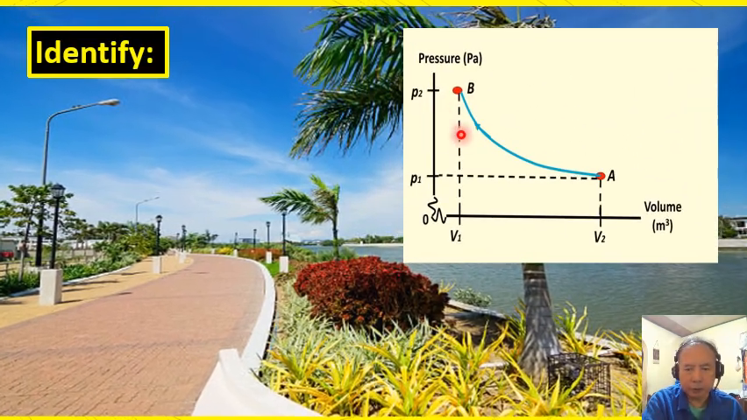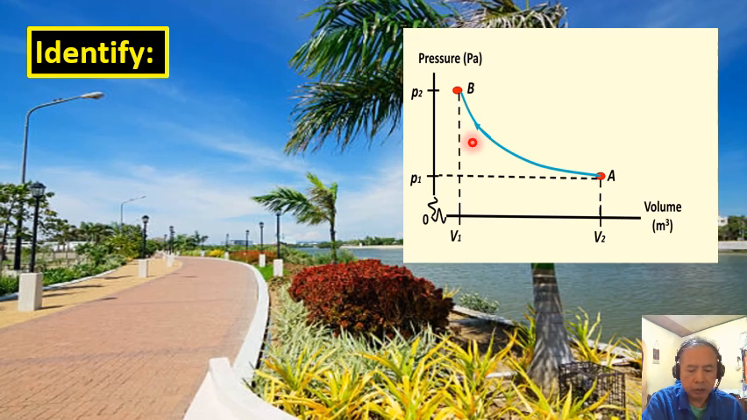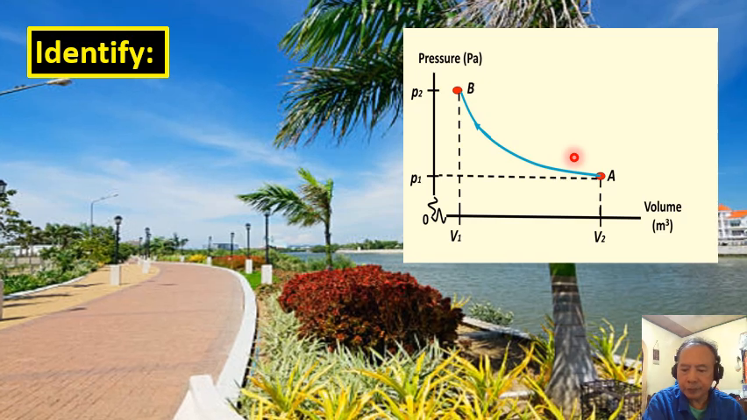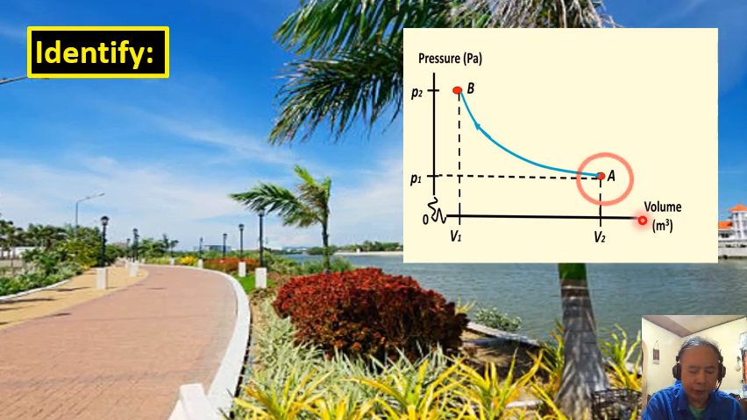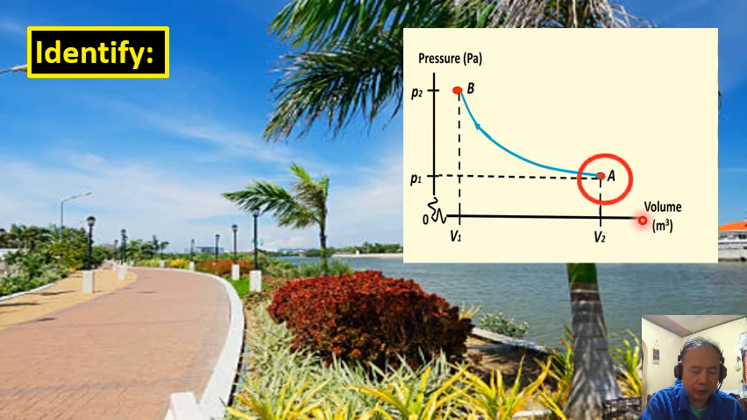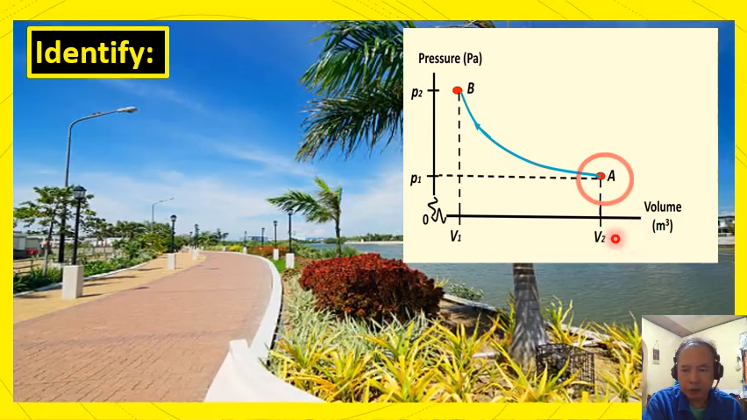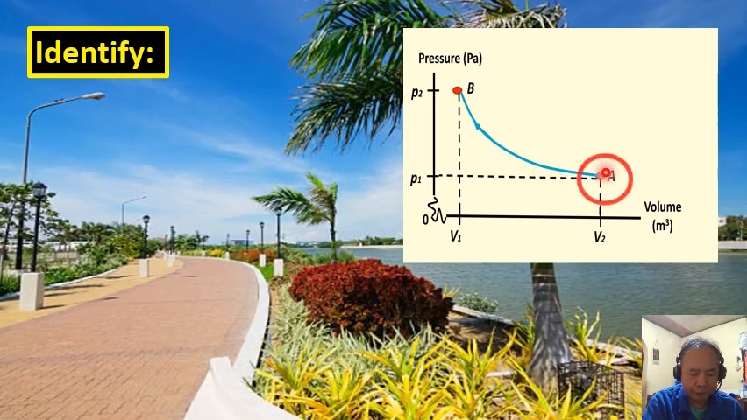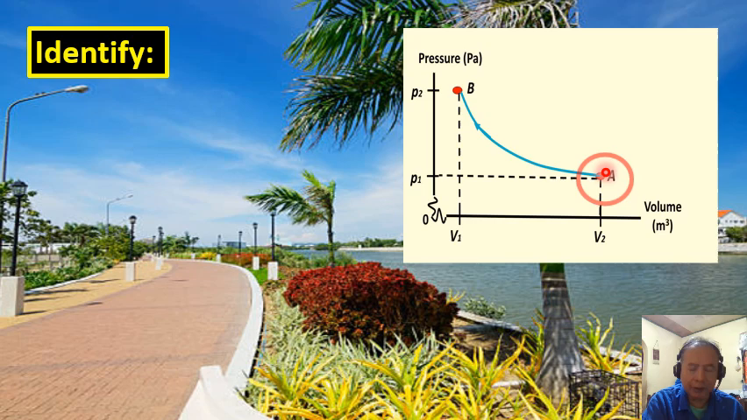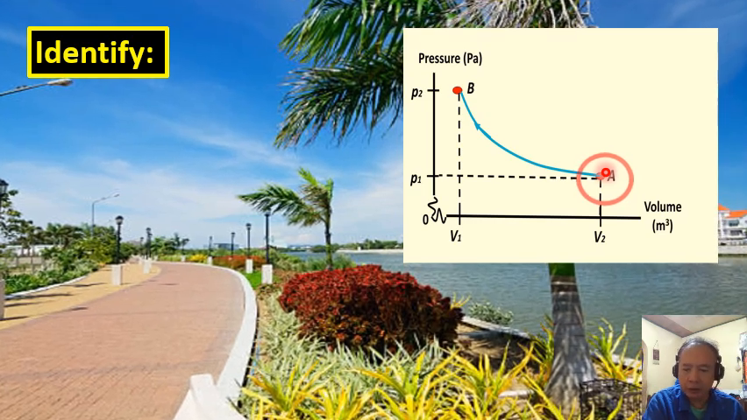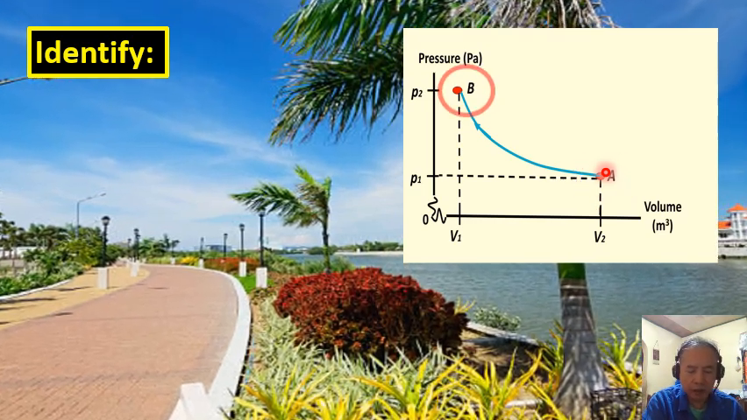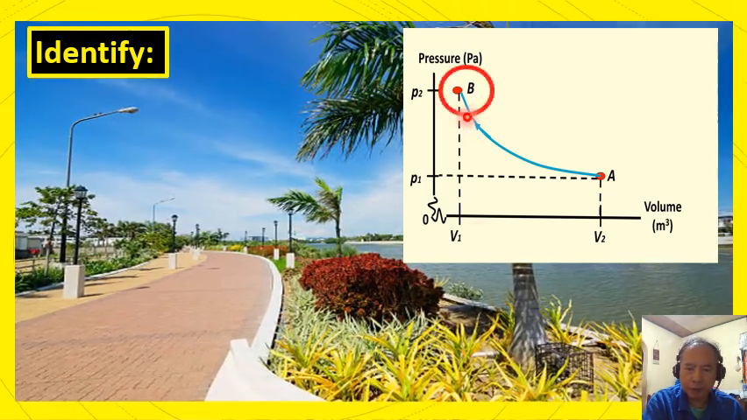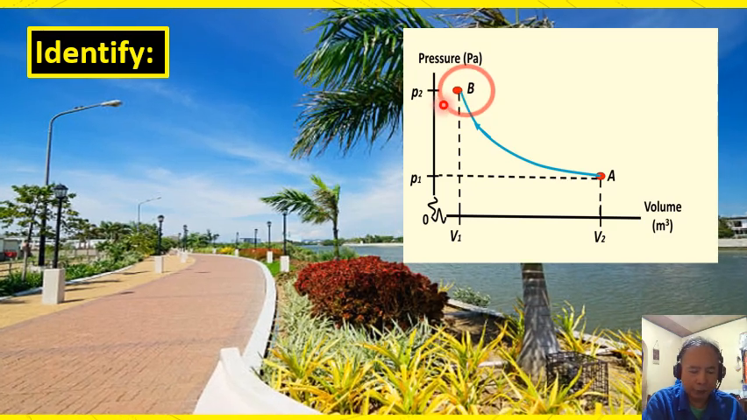In this pressure-volume graph, the thermodynamic process starts from state A, where the initial volume is V sub 1 and the initial pressure is P sub 1. The gas is compressed adiabatically and proceeds to a final state B, where the final volume is V sub 2 and the final pressure is P sub 2.